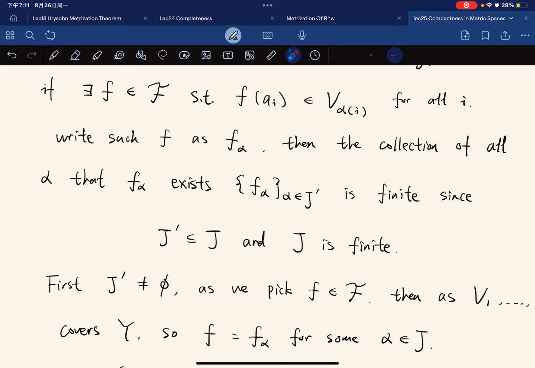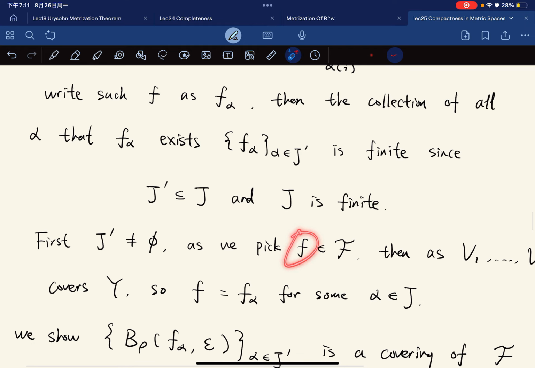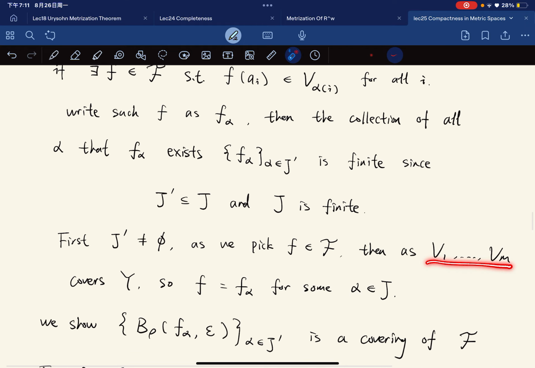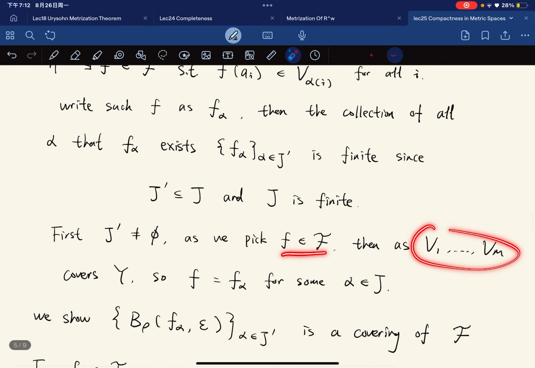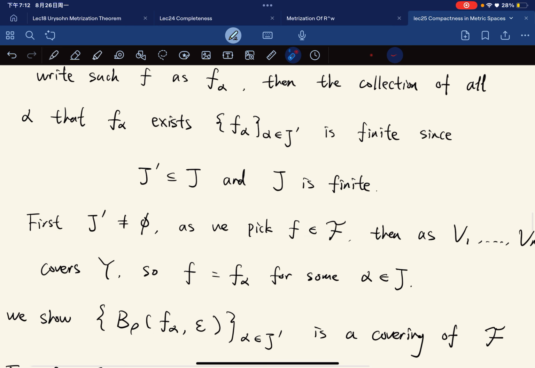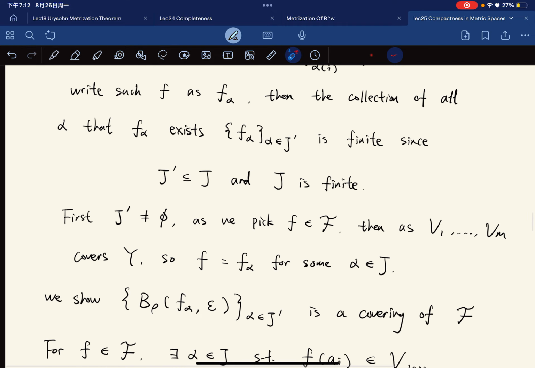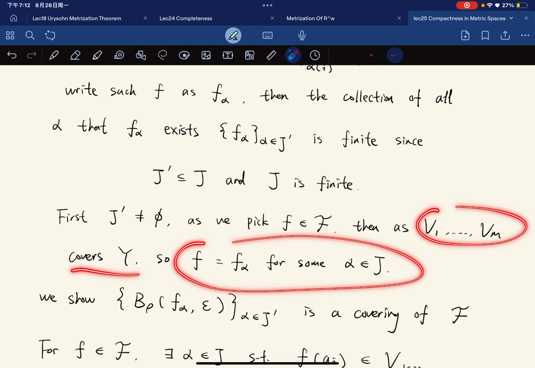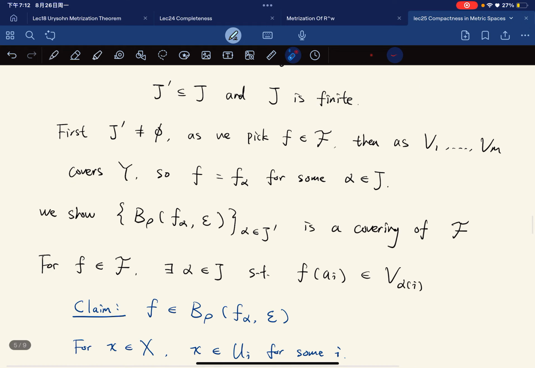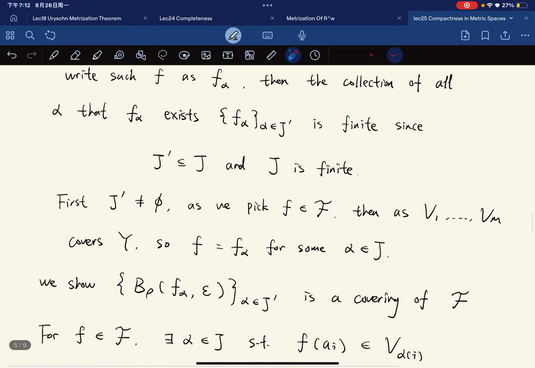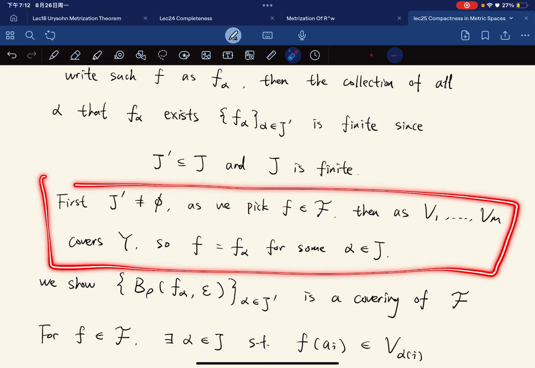Why is J prime non-empty? Because if you just pick any f, because they cover Y, for any f we can just say f is equal to f_alpha for some alpha in J. We pick an f because it covers Y, so J prime is definitely non-empty. Okay, so this part shows that J prime is non-empty.